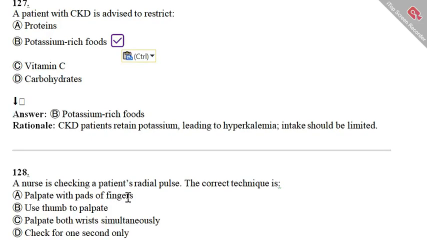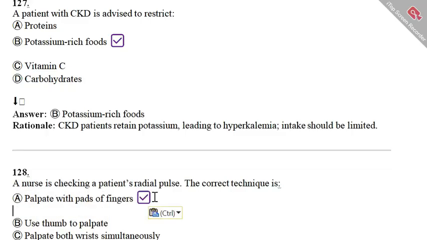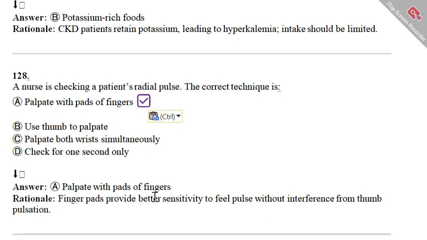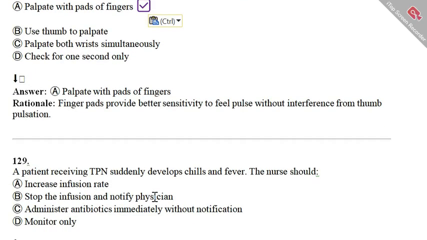Question number 128. A nurse is checking a patient's radial pulse. The correct technique is, in this scenario, the correct option is option A, palpate with the pads of the fingers. Let's move to the next question.